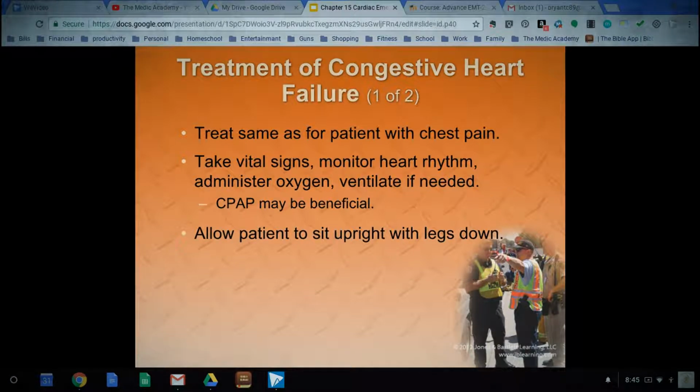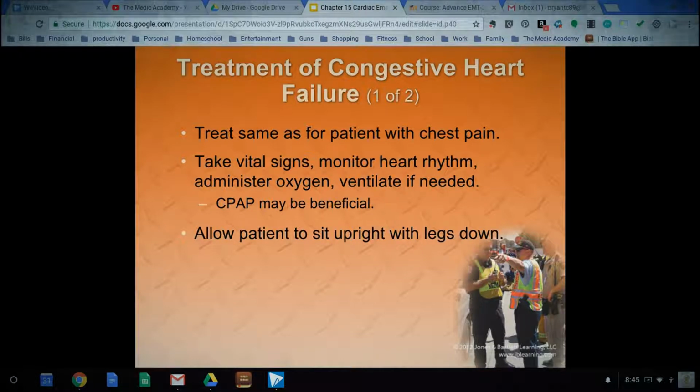Administer O2 and ventilate if they need to be. CPAP is very beneficial, especially with pulmonary edema patients. CPAP is amazing and is indicated. So, if their blood pressure is not low and they're able to maintain their own airway, try CPAP. It works very well, as well as nitrates.